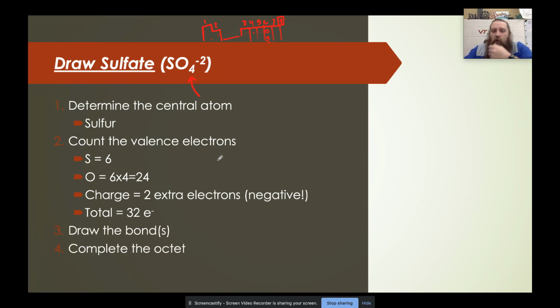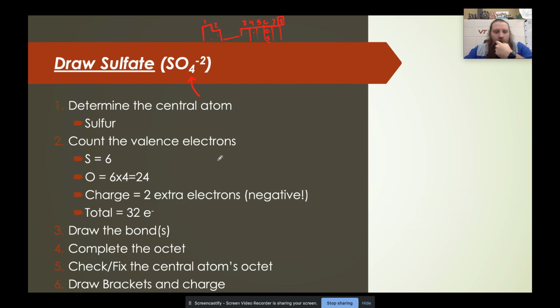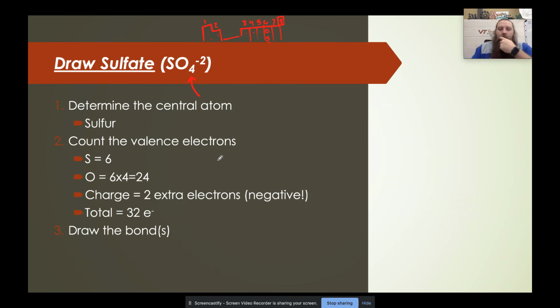So now I need to draw the bonds, and I need to complete the octet, all that good stuff. We're going to do it one step at a time. So the central atom is sulfur. I need to draw my bond. So I have oxygen, so I need to put them around the outside as far apart as possible. Attach them, just like so.